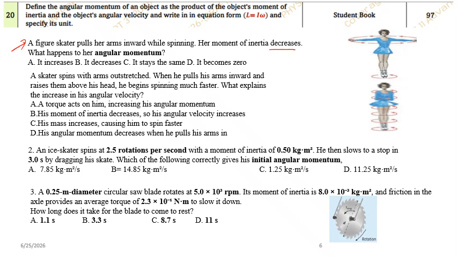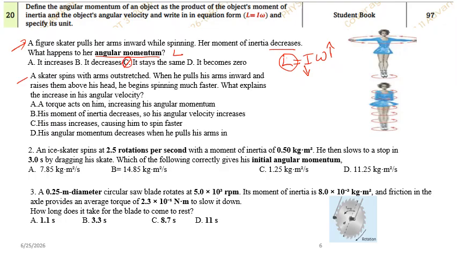Moment of inertia decreases. What will happen to the angular momentum? See, they're asking for the angular momentum. Angular momentum stays the same. Angular momentum will not change. Angular momentum is I omega. Even though this I goes down, who will increase? Omega will increase. As a result, angular momentum will remain the same. So which one will be the correct answer? C will be the correct answer.